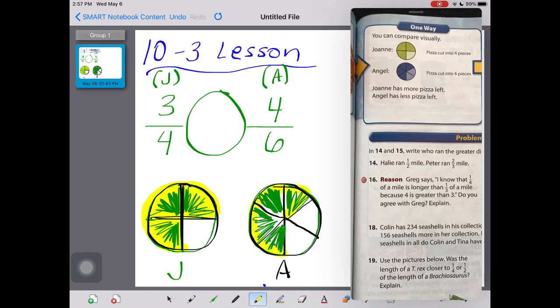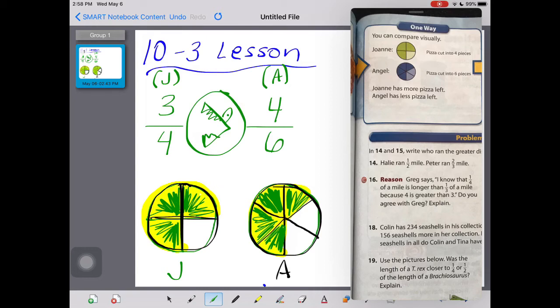But for Angel, it only has this much left. I see a bigger portion of white still there that's not shaded. So Joanna actually has more left. So 3/4 is actually larger than 4/6. So I could say like this. Boom, boom. Roar. Get that alligator looking at, open its mouth up towards the bigger piece, right?